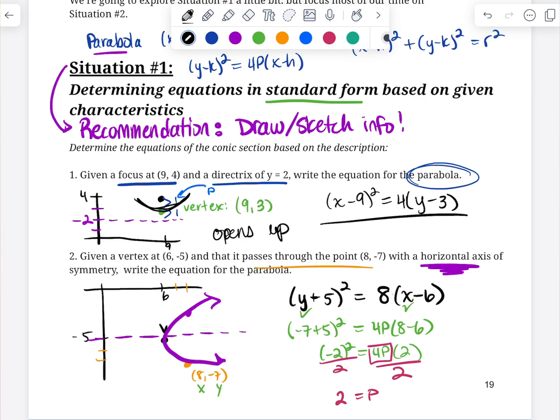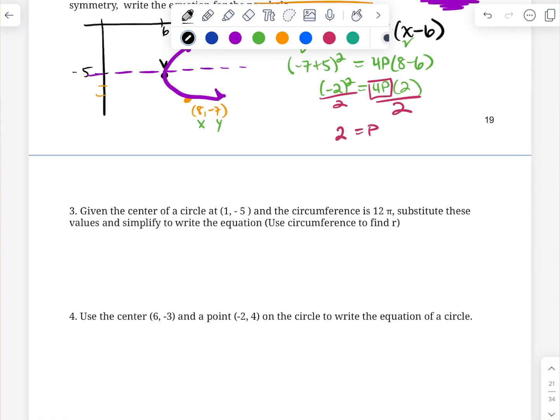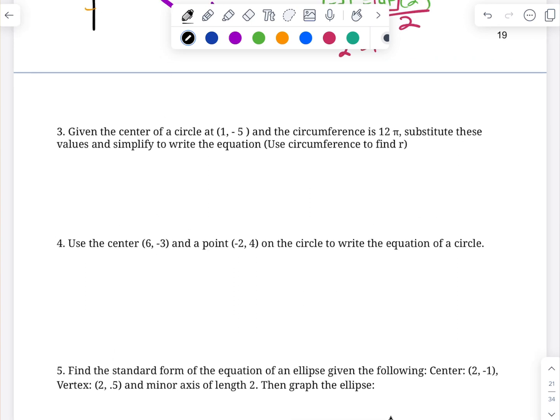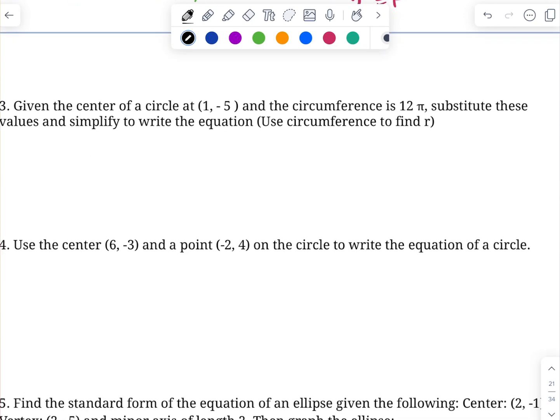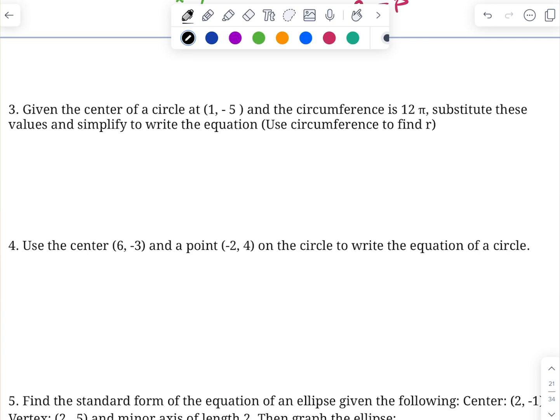All right, so that's how you deal with a parabola if you're given some information. Now, the circle, I'm going to let you guys try these two on your own, okay? Because I think you can figure them out. So take a moment, pause the video, and then after you've tried them, unpause, and we'll see how you did.